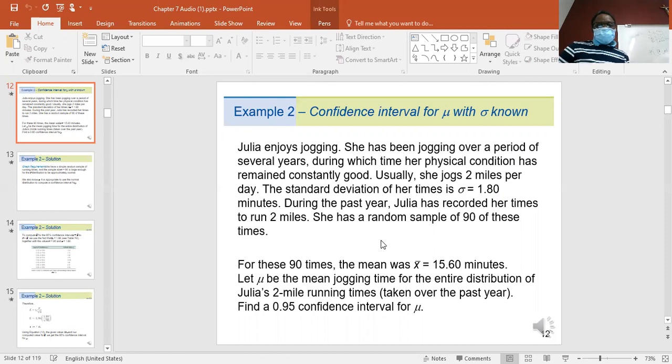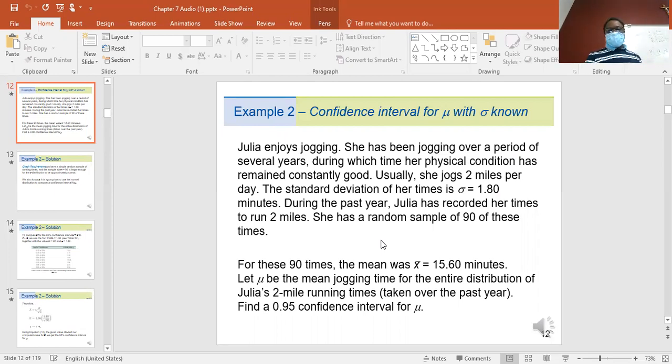Julia enjoys jogging. She has been jogging over a period of several years, during which time her physical condition has remained constantly good. Usually she jogs 2 miles per day. The standard deviation of her times is sigma equals 1.8. So we have sigma equals what? 1.8.